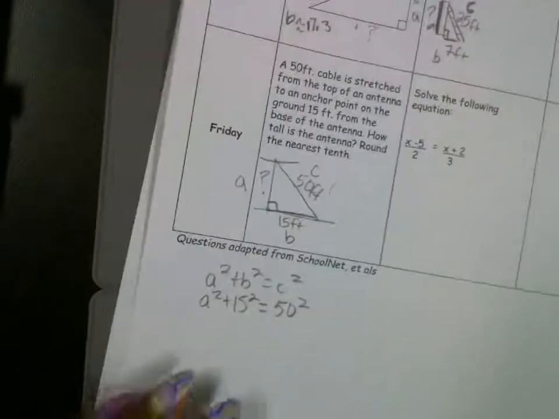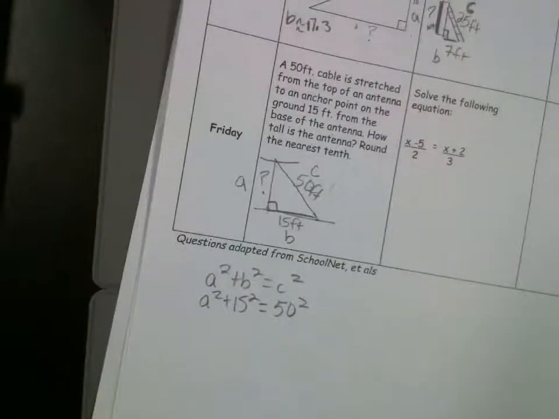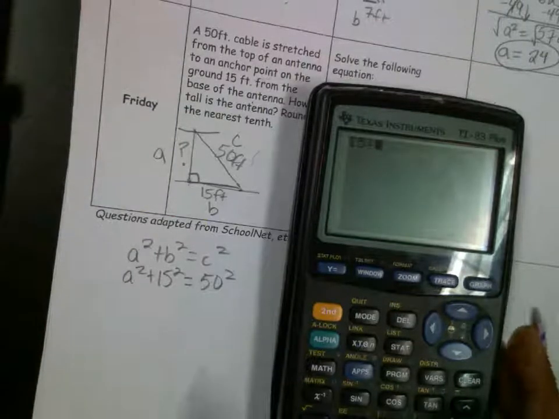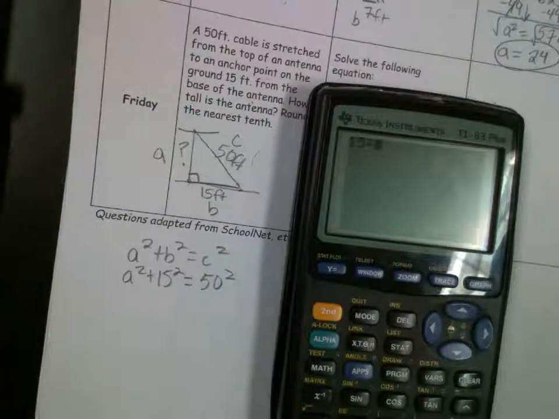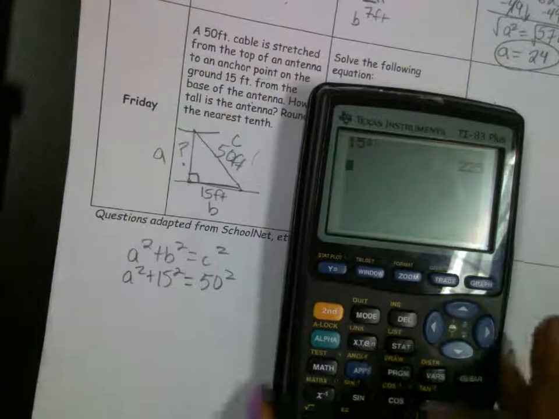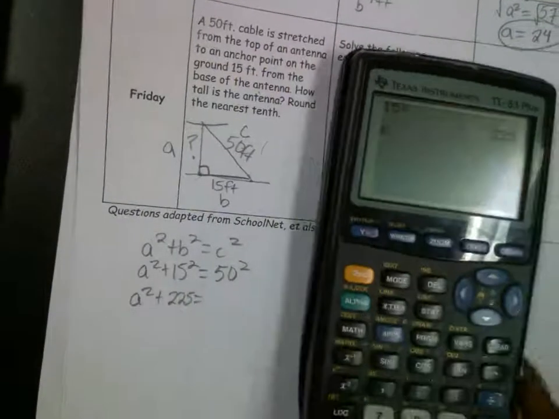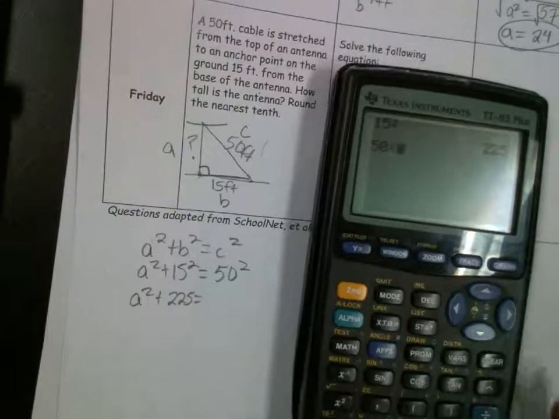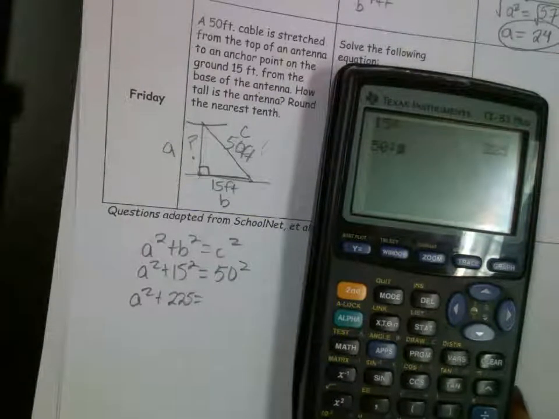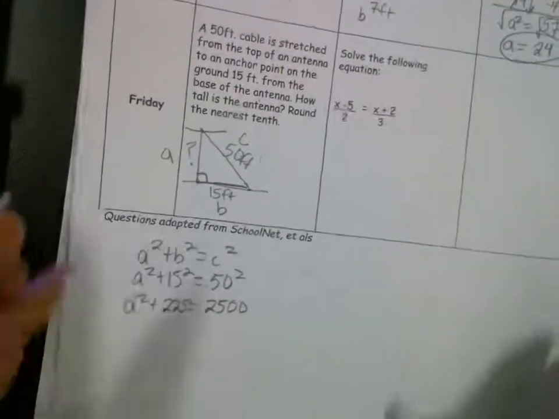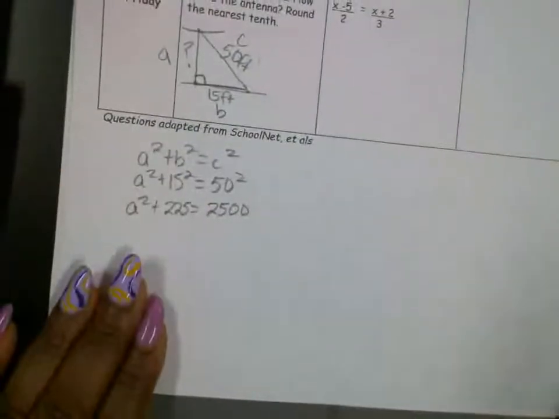Now in order to solve, we have to simplify. So how do you type in 15 squared? We kind of should know that one by heart. 15 and then the x squared button is right here. And what does that give us? 225. That's one we might want to know by heart. And then we have 50 squared. What's 50 times 50? 2,500. Very good.